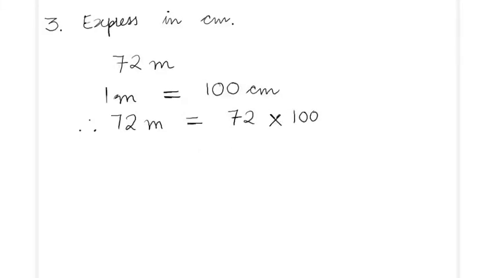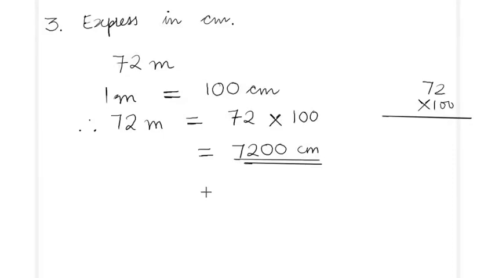So over here it is very simple. 72 when multiplied by 100 becomes 7200. Double zeros will be added. You don't have to multiply like the way you usually multiply. You don't have to do all this. This is not required. 72 into 1 is 72, and just put two zeros and then your answer will be in centimeter.